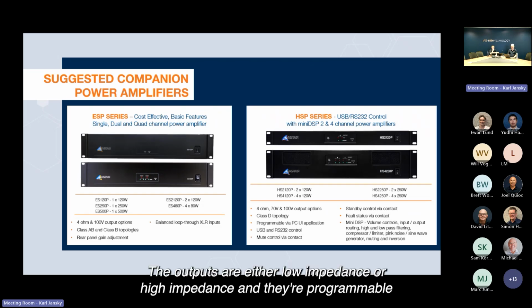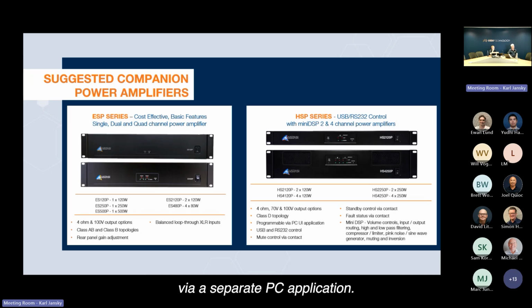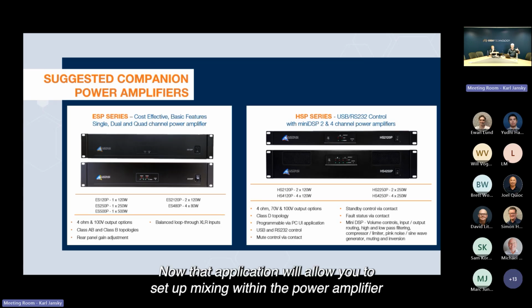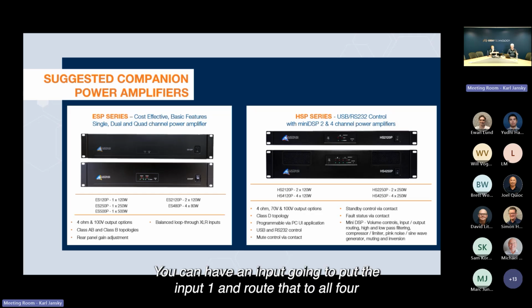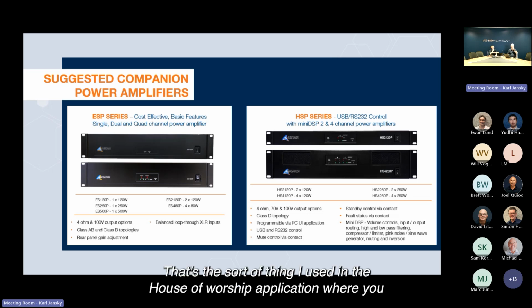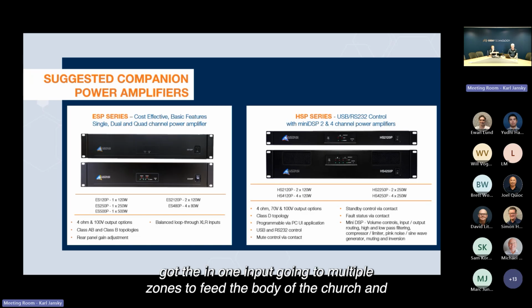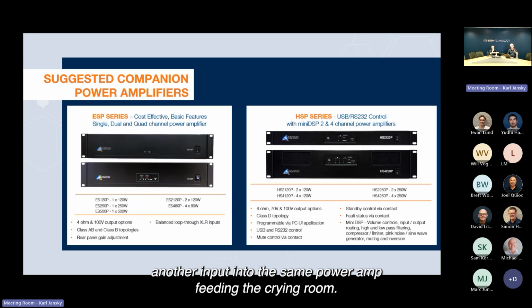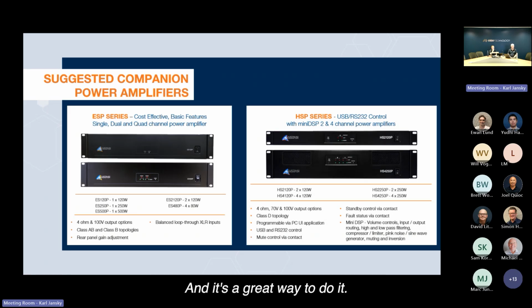The outputs are either low impedance or high impedance, and they're programmable via a separate PC application. Now, that application will allow you to set up mixing within the power amplifier itself. You can have an input going to input 1 and route that to all 4 outputs or only 2 of the outputs. That's the sort of thing I used in the House of Worship application, where you've got the one input going to multiple zones to feed the body of the church and another input into the same power amp feeding the crying room.